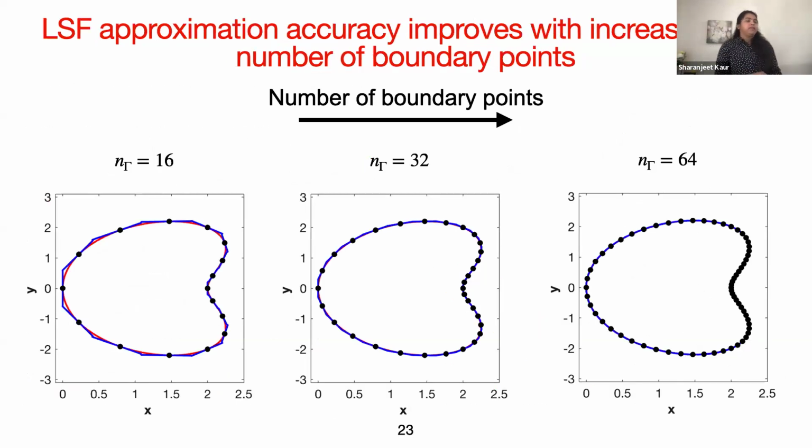Okay, and now we can increase the approximation accuracy of the level set by increasing the number of boundary points. So here, this is known as a folium-like geometry, where red is the actual geometry and the blue one is using our level set function. So we see that as we increase the number of boundary points, the accuracy increases.